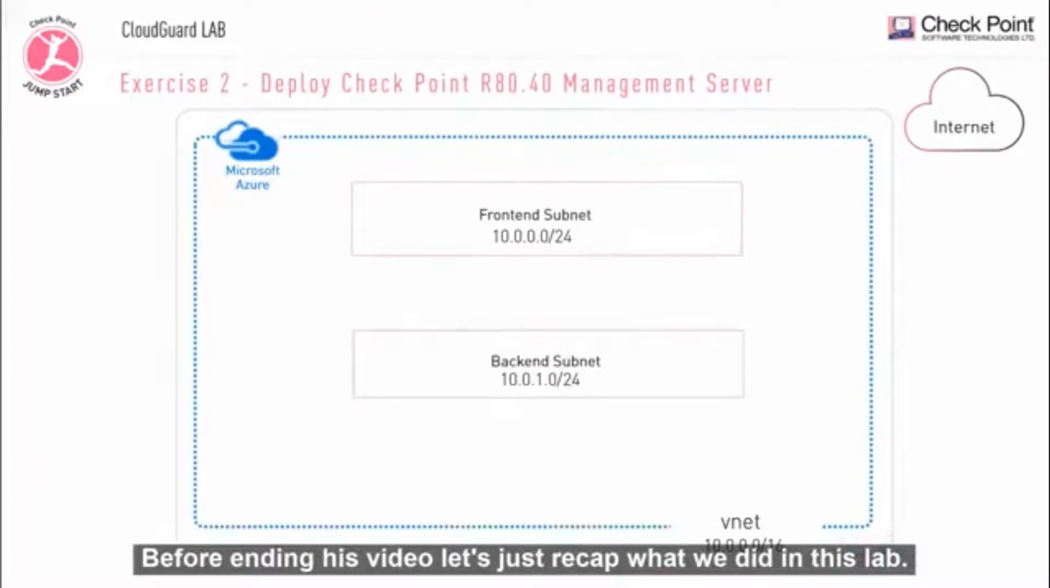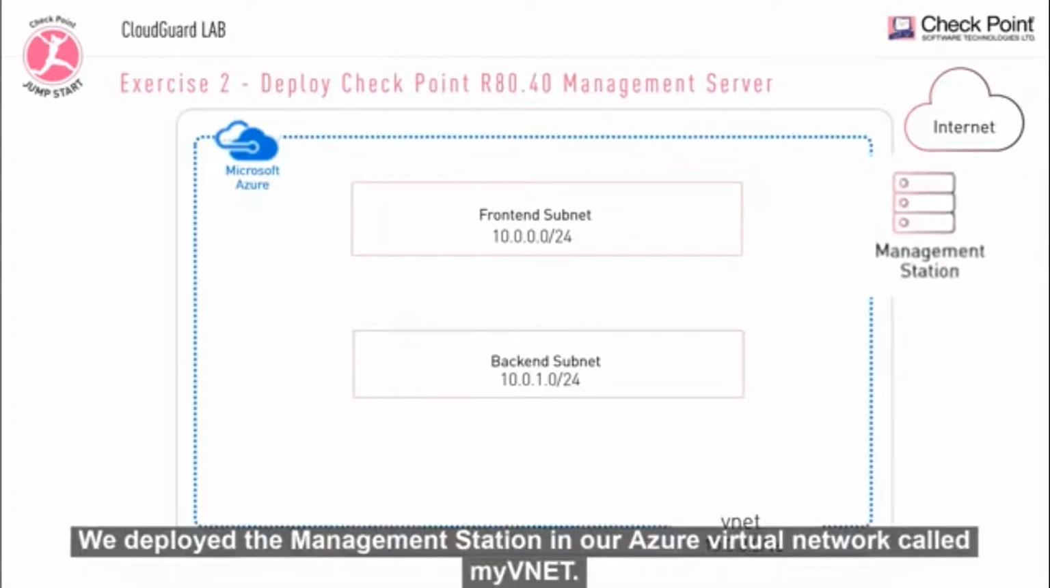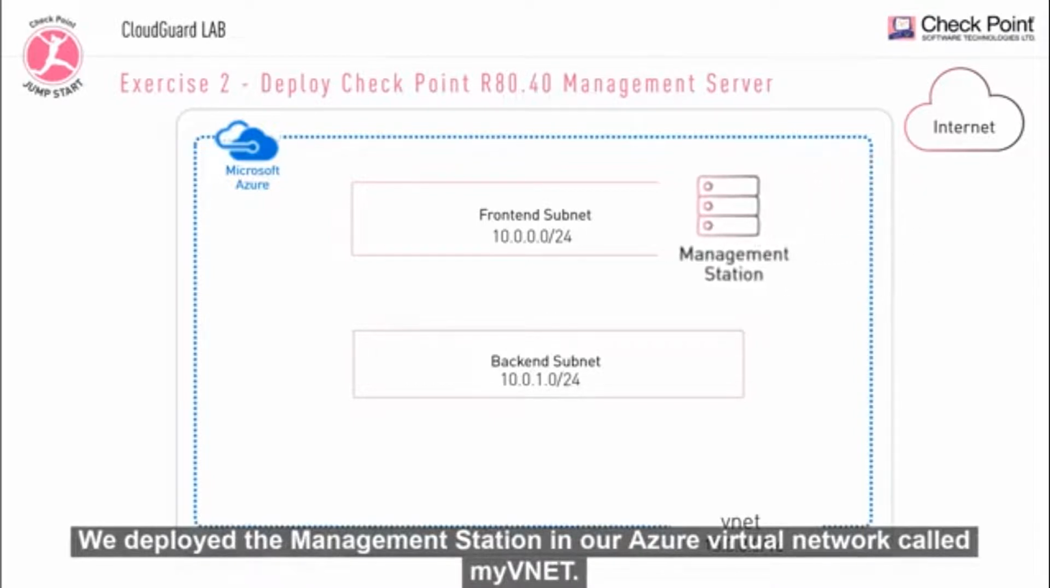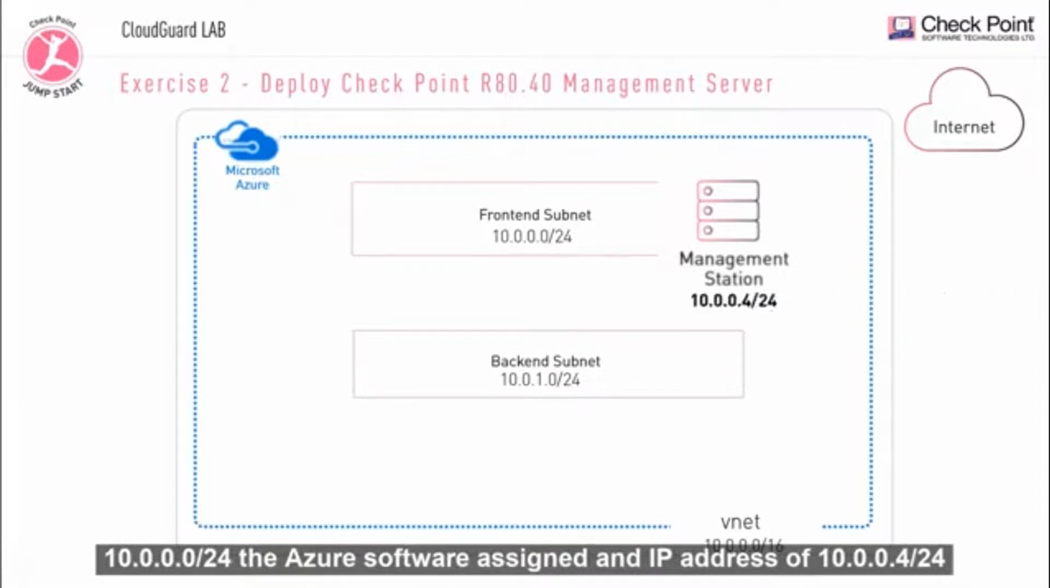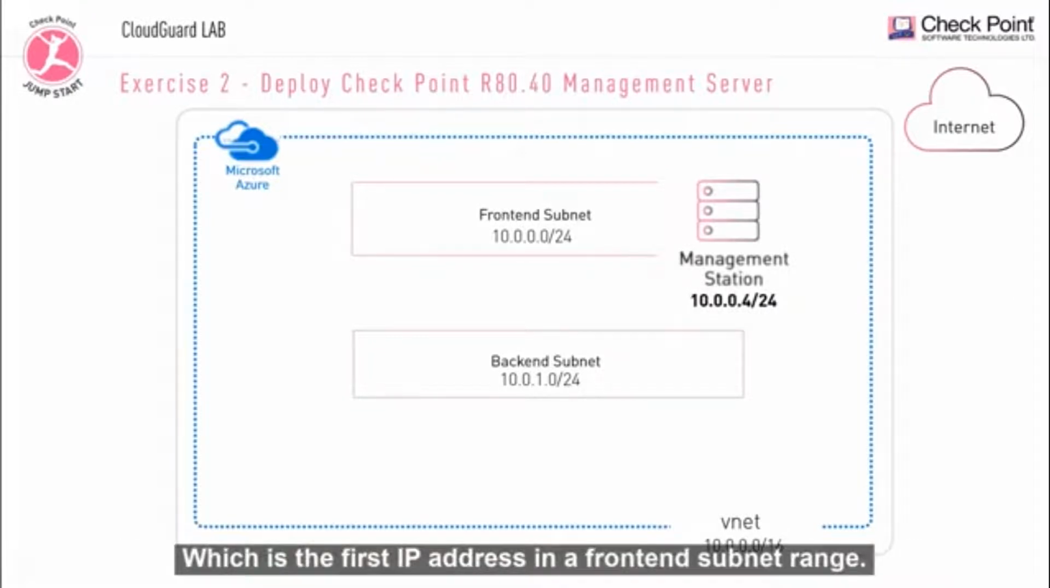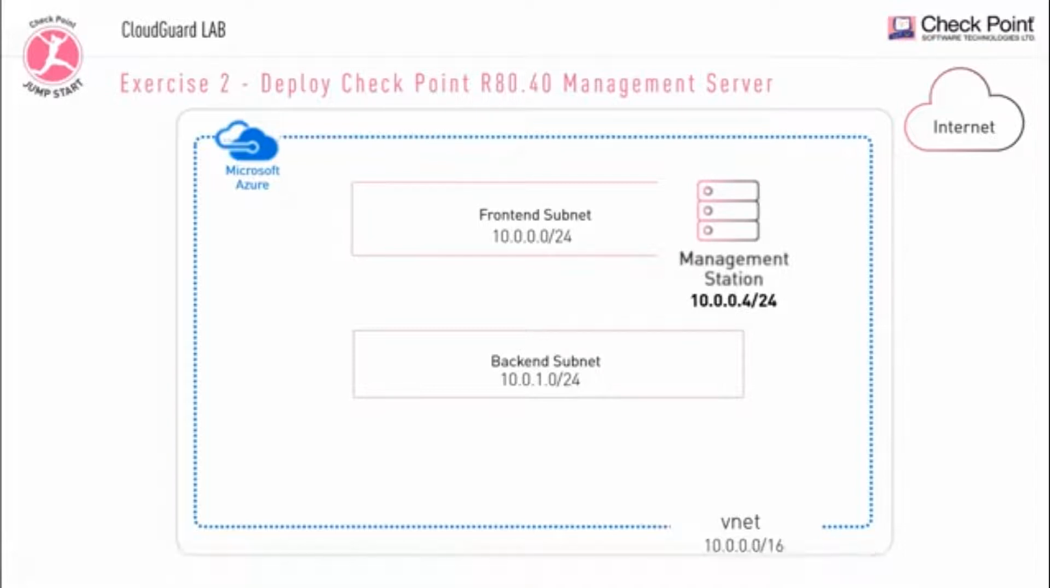Before ending this video, let's just recap what we did in this lab. In exercise 2, we deployed a CloudGuard management station. We deployed the management station in our Azure virtual network called MyVNet. We attached the management station directly to the front-end subnet 10.0.0.0/24. The Azure software assigned an IP address of 10.0.0.4/24, which is the first IP address in the front-end subnet range.